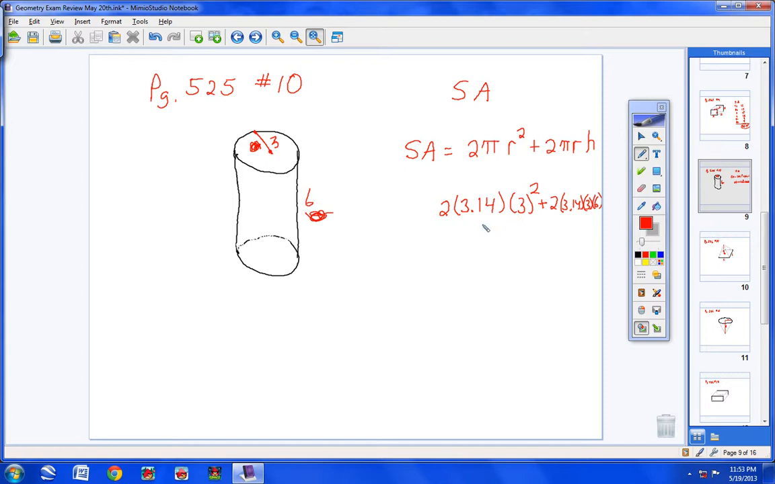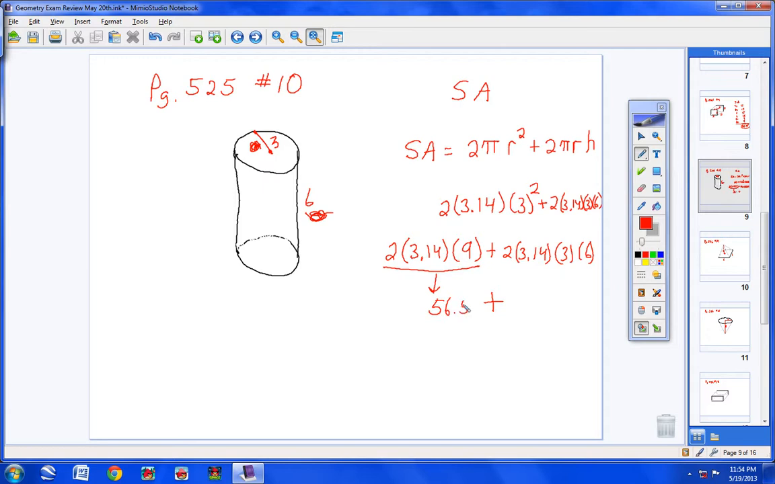Okay, now first of all, I'm going to go ahead and work with my exponent. So I have 2 times 3.14. Now watch this, times 9, because 3 squared is 9. And then plus 2 times 3.14 times 3 times 6. Now I'm going to do this multiplication problem here, bring down my plus sign, and see what I come up with, okay? Let me grab my calculator real quick, and we would get this right here, 56.52.